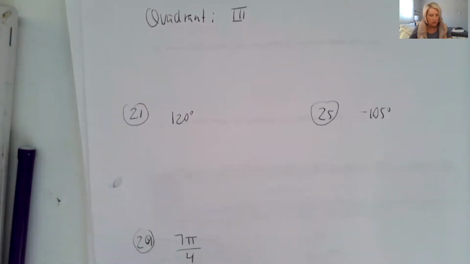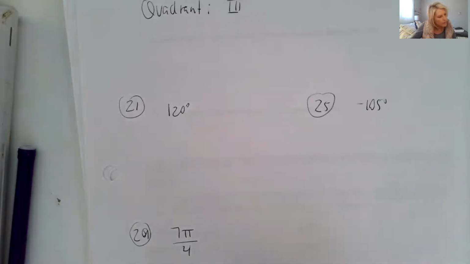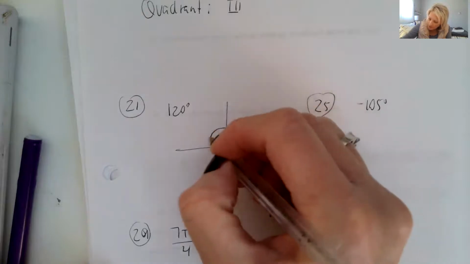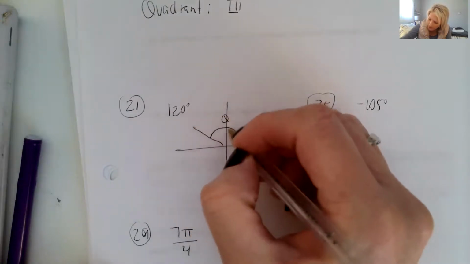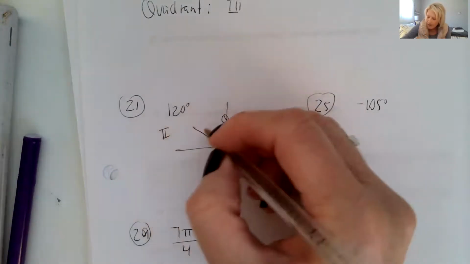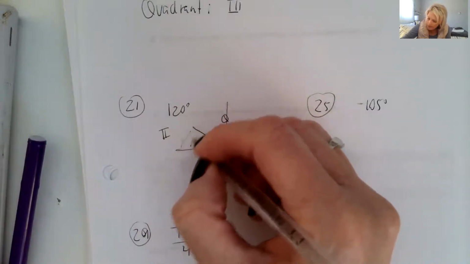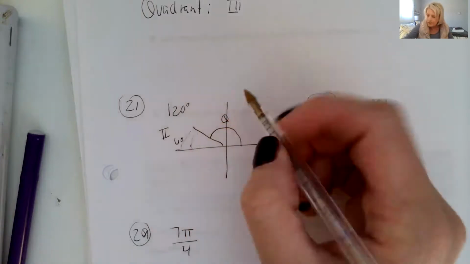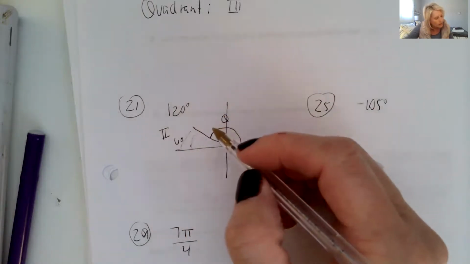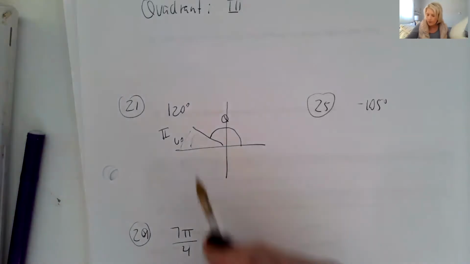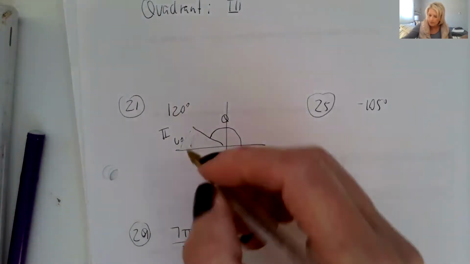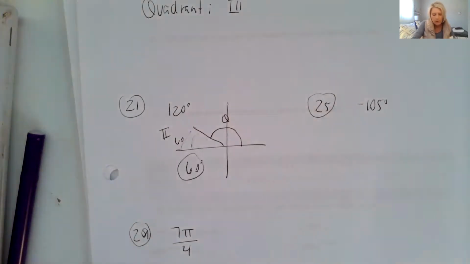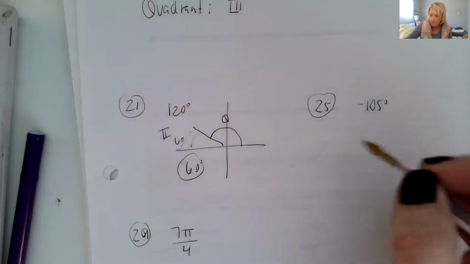Okay. 21 is asking us to find the reference angle. Because we're at the angle of 120, it is in the second quadrant. And if you go back from 180 to the 120, that is 60 degrees. So our reference angle for 21, 120, is a 60-degree angle. So they want us to know the reference angle according to the first quadrant.